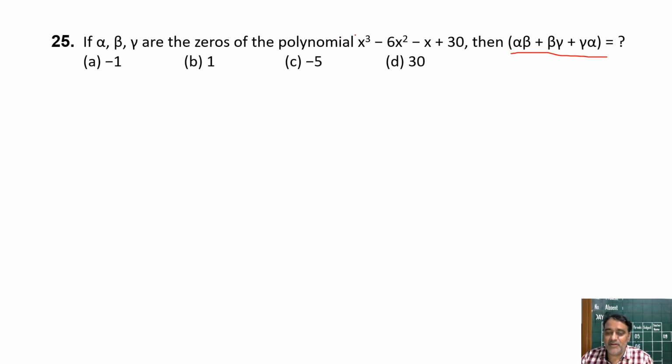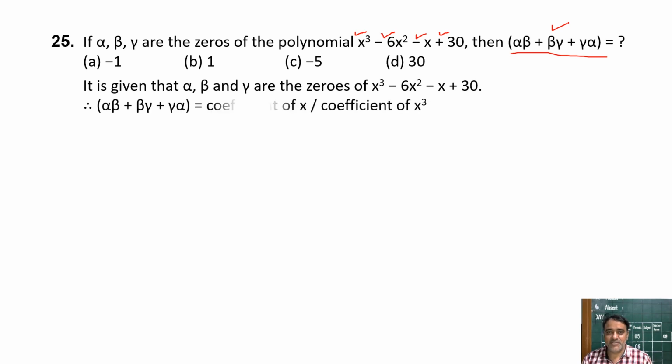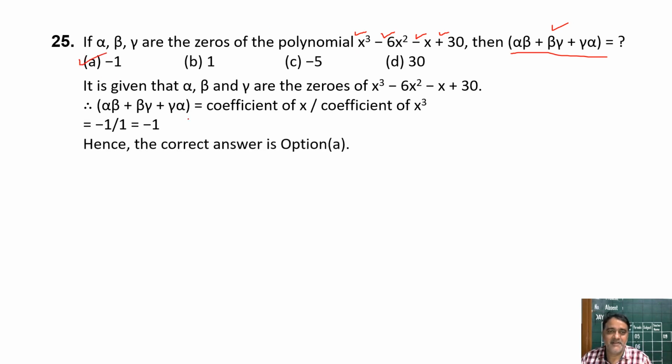Okay, so the value of a is 1 here, the value of b is minus 6, the value of c is minus 1, and the value of d is 30. And what is the formula of this expression? C by a, right. That is coefficient of x upon coefficient of x cube. Coefficient of x is minus 1 and the coefficient of x cube is 1. So minus 1 upon 1, what you will get? Minus 1, right. So correct option? Option A, right. So this is 25th question.